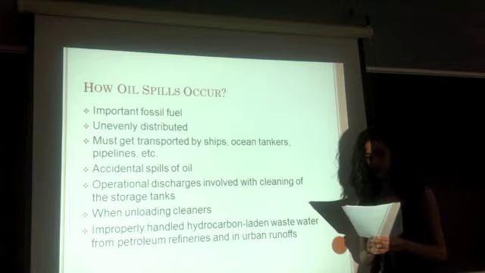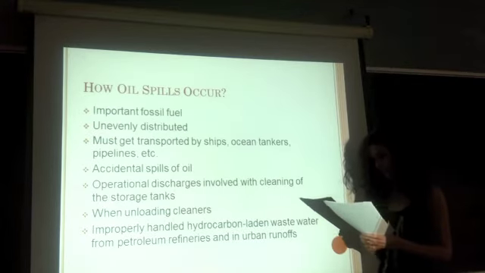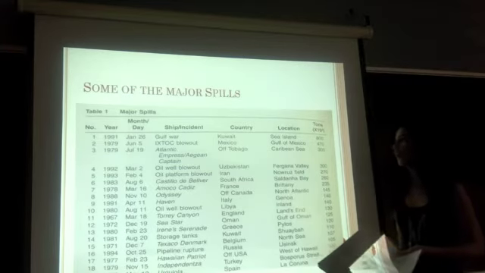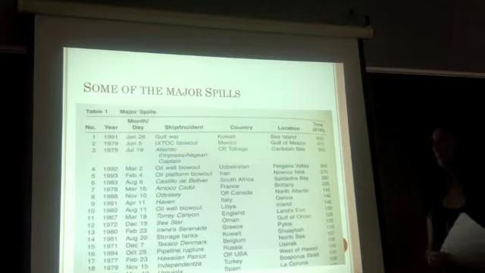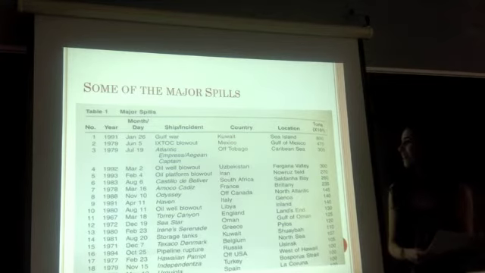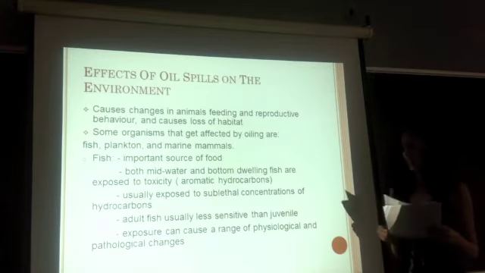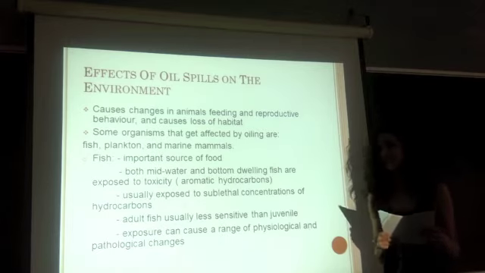Referring to the Gale Encyclopedia of Science, some accidental spills have been remarkable in their size and their ecological impact and resulted in huge loss of petroleum. The next slide is showing some of the major oil spills, such as the Gulf War and the Mexico oil spill. The next slide is about the effects of oil spills on the environment.